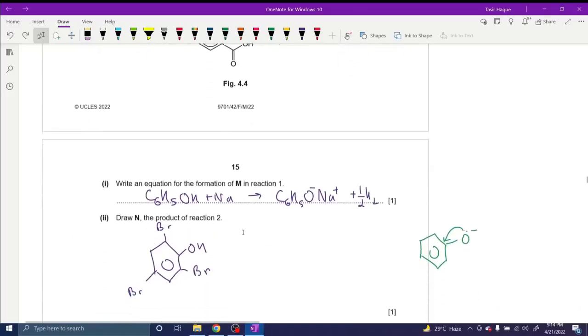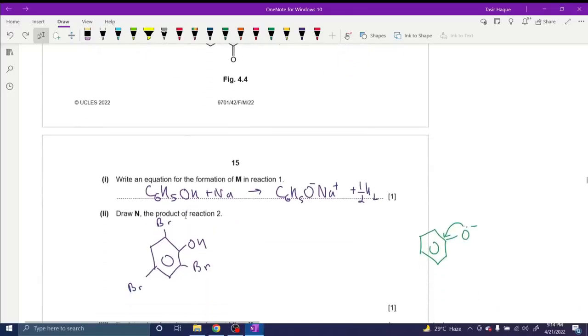So let's write this down. Phenol plus sodium metal is equal to sodium phenoxide, right? C6H5O⁻ Na⁺ and hydrogen gas. To balance it, it's going to be half H2. And it reacts with bromine to produce the white precipitate 2,4,6-tribromophenol.